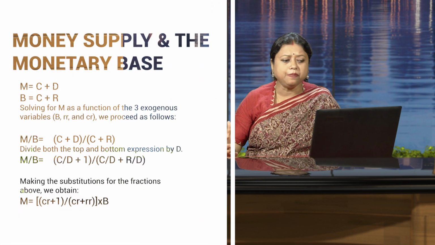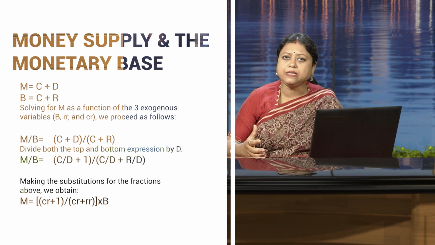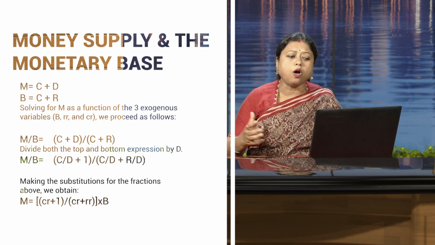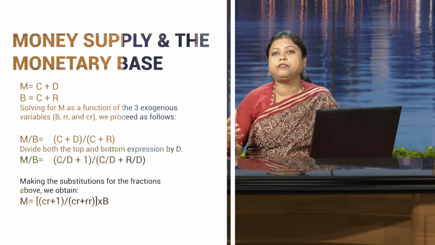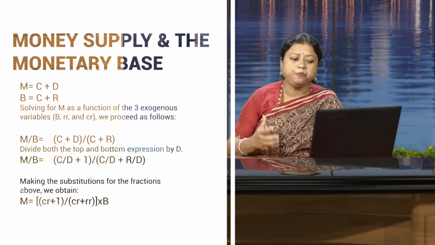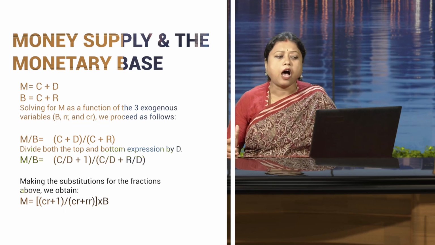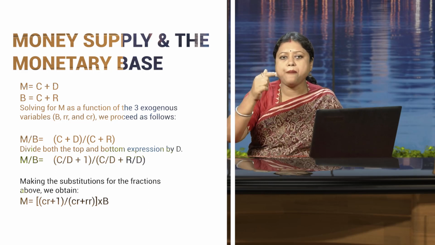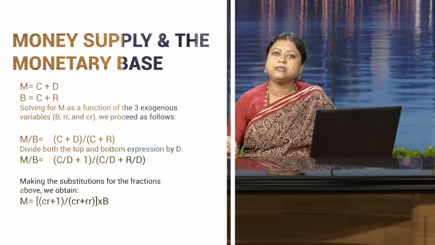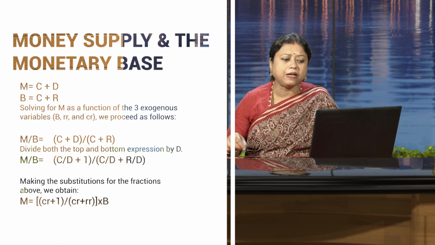In this slide, I have shown a very simple calculation. Whatever definitions I have given about money supply and B, we have here. Money supply is currency plus demand deposits: M = C + D. B is currency plus reserves: B = C + R. Solving for M as a function of these three exogenous variables, B, RR and CR, how do we proceed? We first divide M by B. So we get C plus D divided by C plus R.